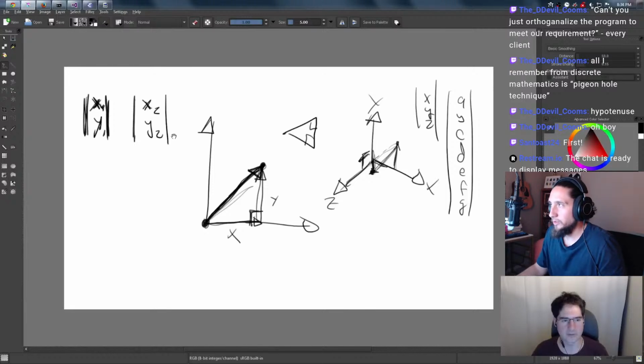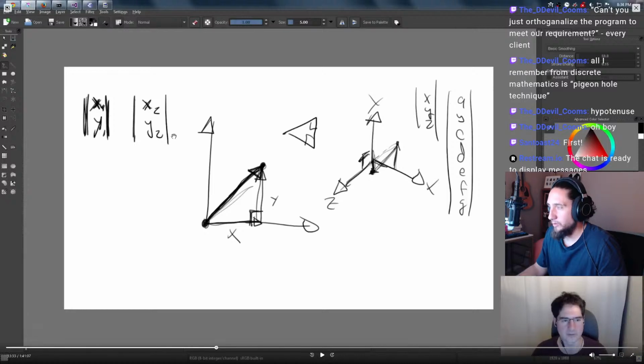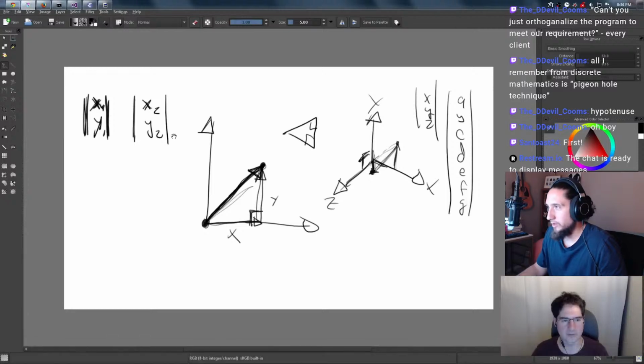Devil said, can't you just operationalize the program to meet our requirements? Yeah, if you just say the word operationalize enough times, then just by virtue of the fact that you sound smart when you say that word, the outcome that you want will happen. That's how that works, right?